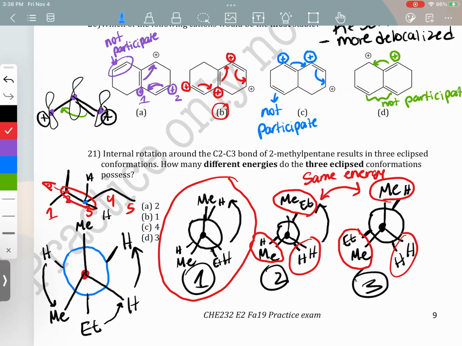So in total, how many different energies do we have? Two. Now let me ask, if he was to say, okay, out of these structures, which one is the lowest energy conformation? Which one of these eclipsed conformations is lower in energy? One. Right, one. Because all the big groups are as far apart as they can be. They're not close to each other at all, so there's less steric hindrance happening. Versus 2 and 3, the big groups meet. The methyl is next to the ethyl. There's a lot of steric hindrance going.